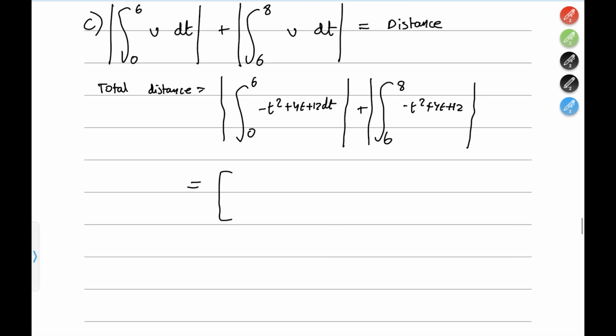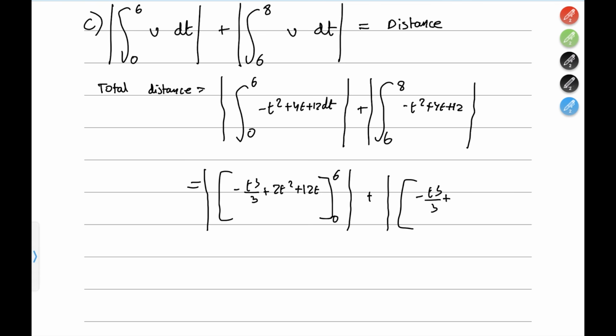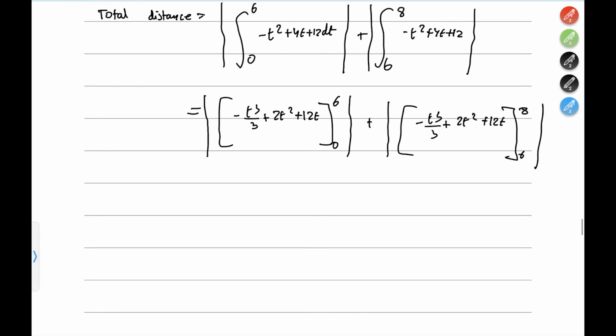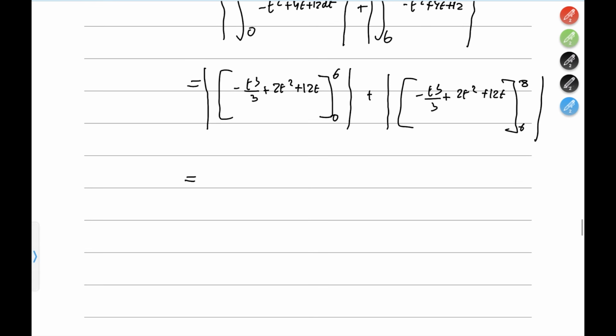So now, let's write this out. Minus t cubed over 3 plus 2t squared plus 12t between 0 and 6. And then add that on to the exact same expression, but between 6 and 8. So let's calculate that now.